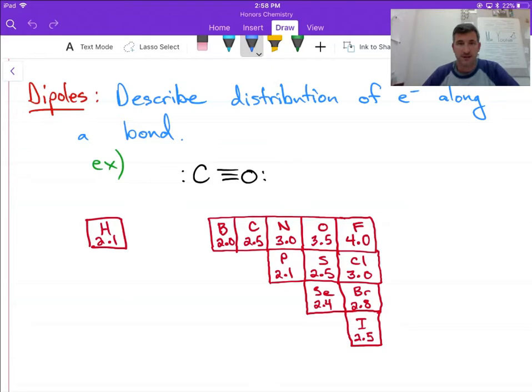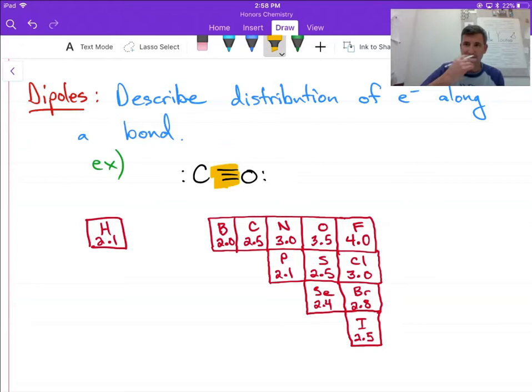Okay, so we're going to talk about dipoles. Dipoles sounds like a strange term, but it just refers to the distribution of electrons when we have a bond. So in the case of carbon monoxide, we have a triple bond, but those 6 electrons are not being shared equally, and we know that because of the differences in electronegativity of carbon and oxygen.